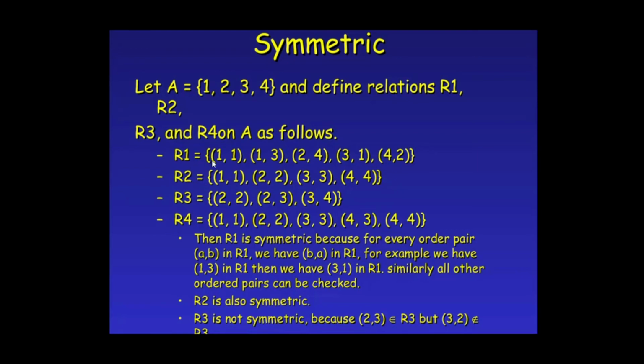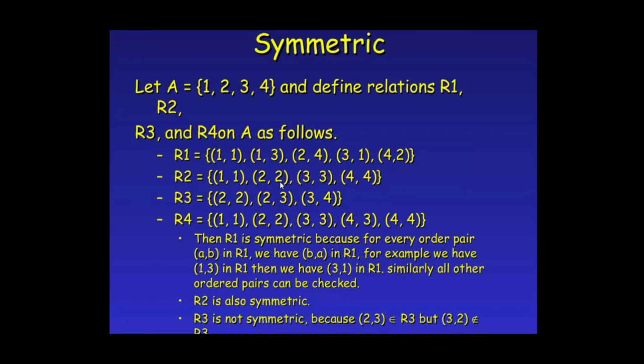So let's see R1. (1, 1) is there. (1, 3) is there. For (1, 3) you can see (3, 1) is also there. For (2, 4), (4, 2) is there. So is this relation symmetric? Yes, this is symmetric.